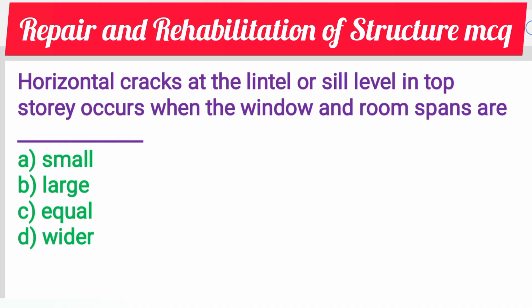Next question, horizontal cracks at the lintel or sill level in top story occur when the window and room spans are option A small, option B large, option C equal, option D wider. So the correct answer is option B large.